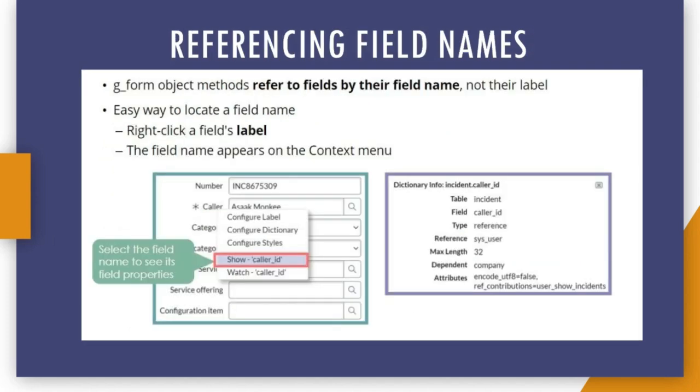Okay, so referencing field names. This is one of the important scenarios, which is generally used while using client script. g_form object methods refer to fields by their field name, not their label. An easy way to locate a field name is to right-click on a field label. The field name appears on the context menu. As we have right-clicked on Caller, we can see caller_id is the field name, which will be used in the client script to execute further validations.